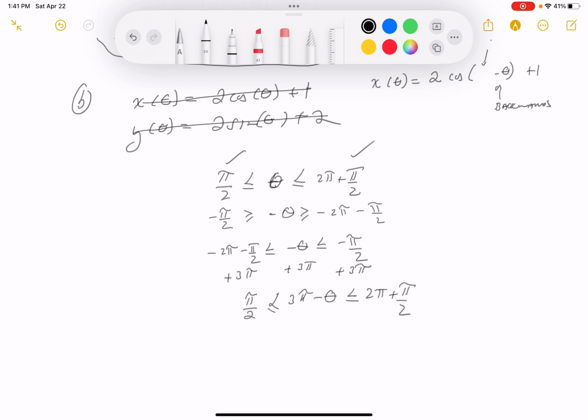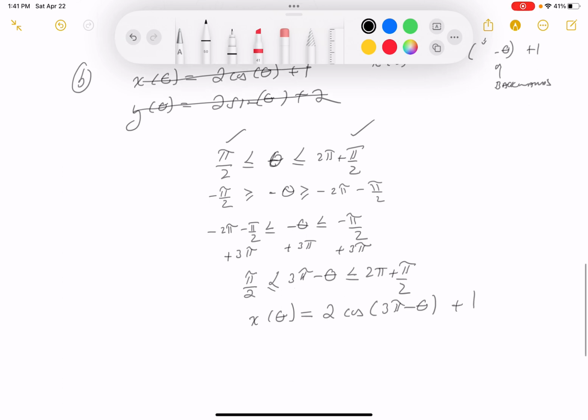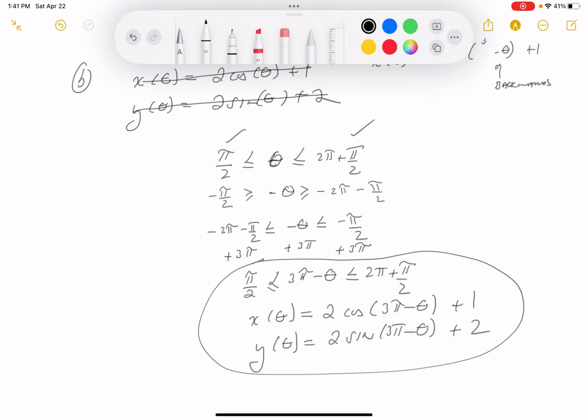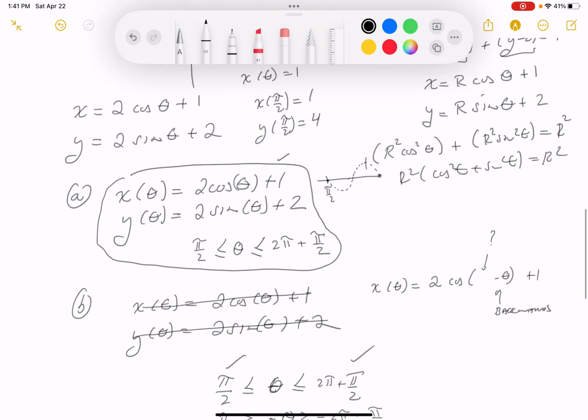So, whoops, this is the angle. Let's write that down. I get my eraser out. I need to underline that. So x of theta is going to be 2 cosine 3 pi minus theta plus 1. And y of theta is going to be 2 sine 3 pi minus theta plus 2. All right, what I'm going to do is go back to the actual notes and see how we did.